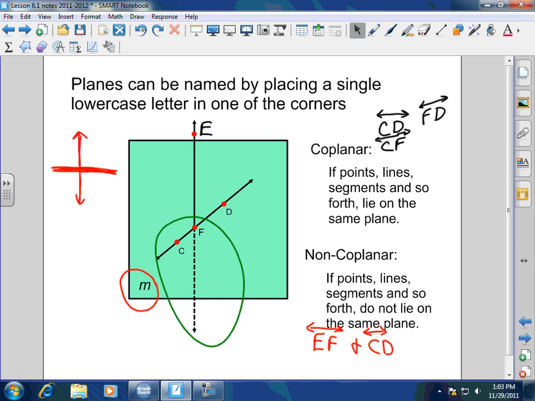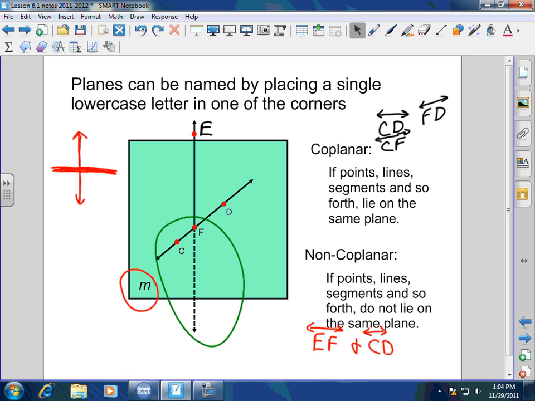It wouldn't be going through the paper if that was a solid line. That's the whole point, guys. It's dashed because it's showing that it's going through. But since I don't have the capabilities of drawing a 3D figure, this is the best that I could do, gentlemen. Okay?